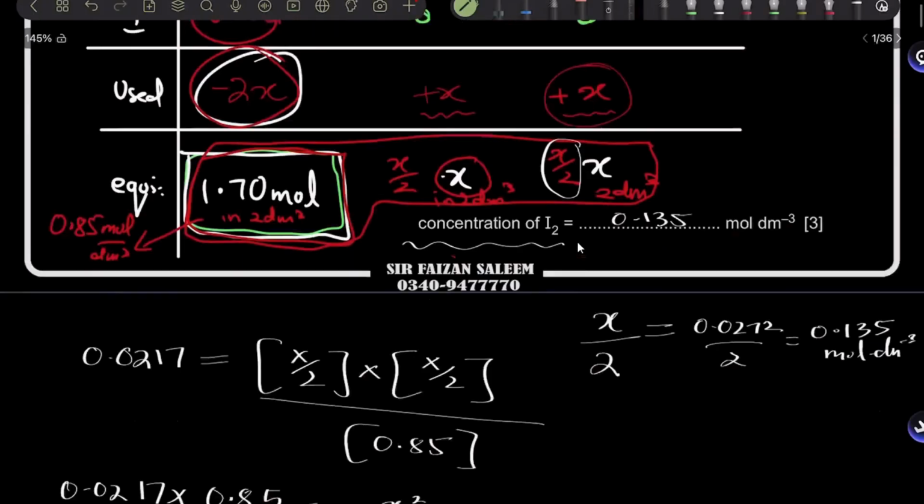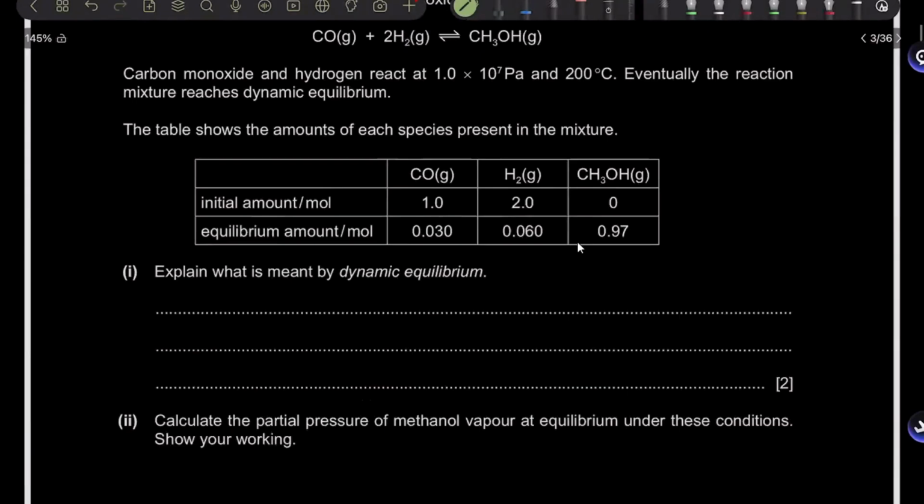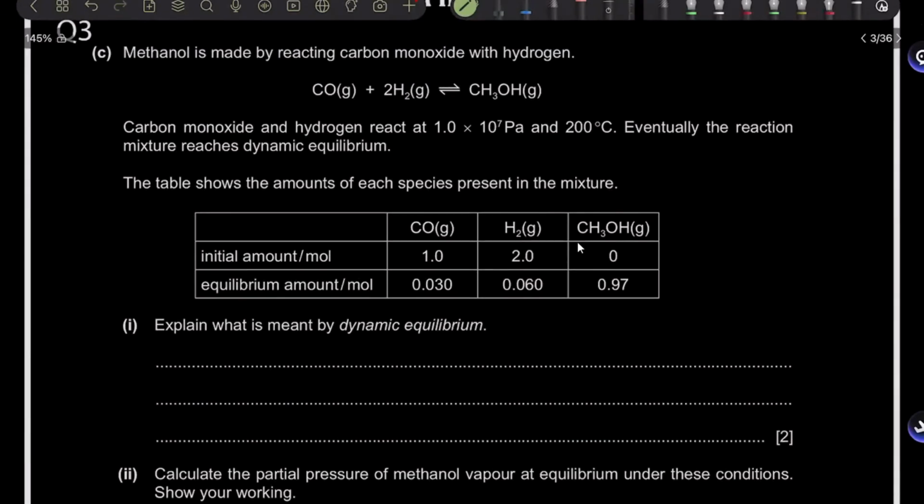All right. So the next question in this topical is, let's do this question. And I hope it's not from the gaseous chapter. Let's do it. So the question says, methanol is made by reacting carbon monoxide with hydrogen. So we have the reversible reaction over here. It says that carbon monoxide and hydrogen react at a pressure of this much at 200 degrees Celsius. Eventually, the reaction mixture reaches dynamic equilibrium. Can you tell me what's the total pressure over here?